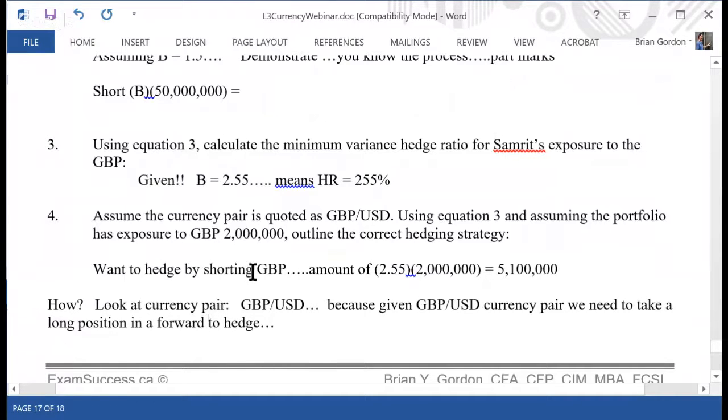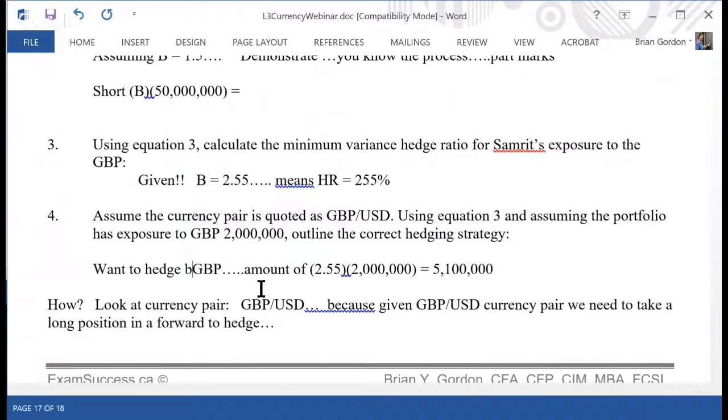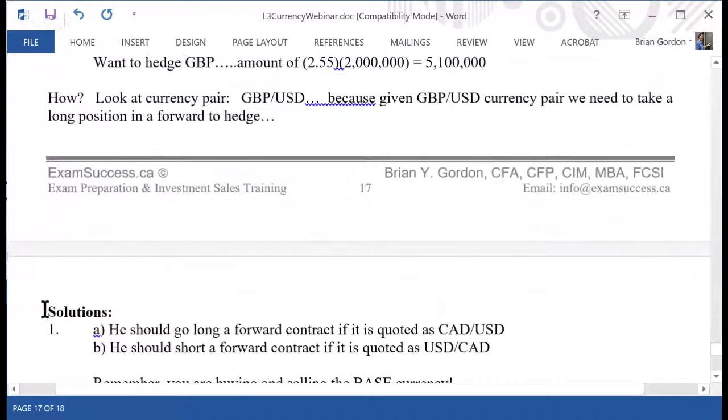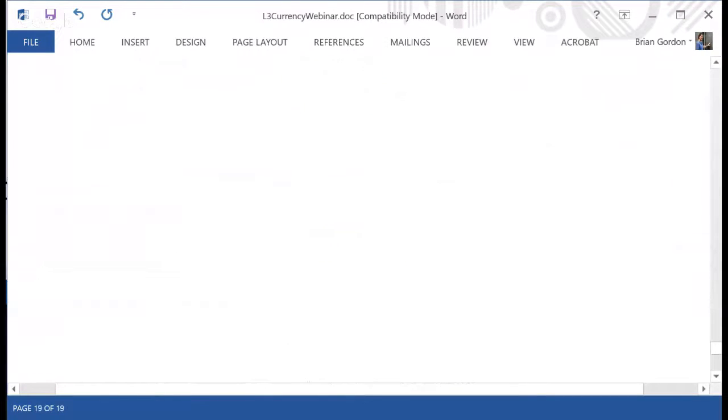And you may even want to go back and erase, we want to hedge British pounds in the amount. You might want to do that because you don't want to leave any doubt for the grader to possibly remove marks.